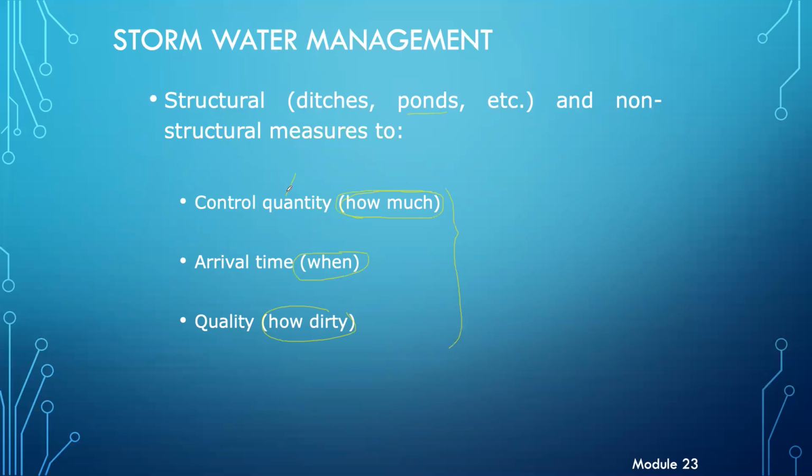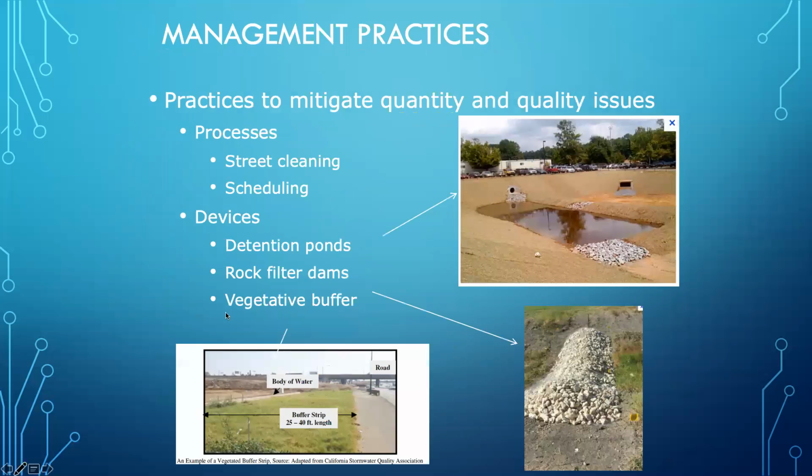We can have some control of quantity by preserving soil and allowing infiltration to occur. Not infiltration of the inflow and infiltration, but infiltration of water into the soil. Arrival time we can control with channels and ponds, and then quality, filtration and ponds is about it. But the other way to control quality is to prevent solids or pollutants from getting in the water in the first place. So some of those management practices are depicted on this slide in these three figures.